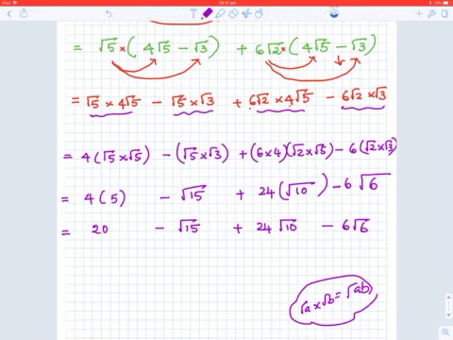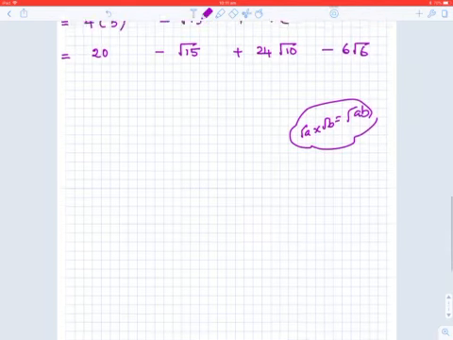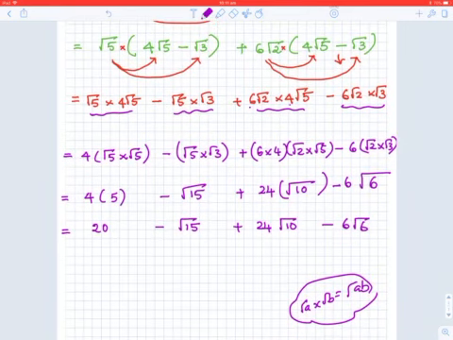You can't simplify anymore. There is no common term, and the surds don't have a square number as a factor. So this is your final answer. Okay? It can't be simplified anymore.